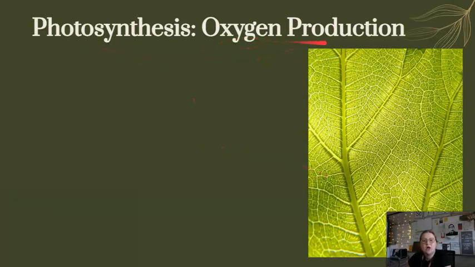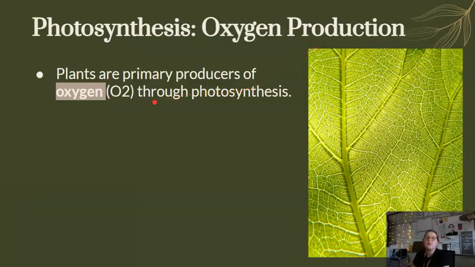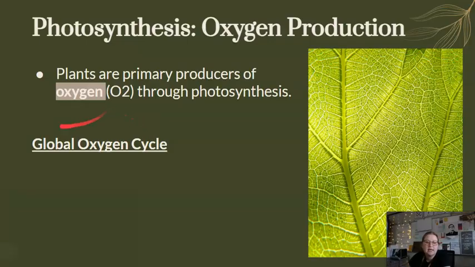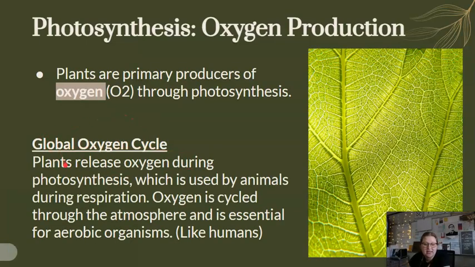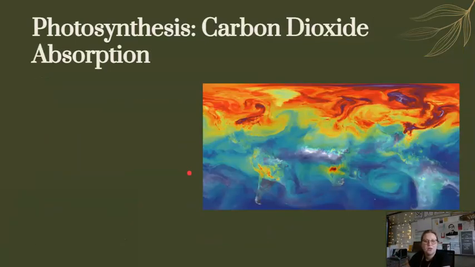So, photosynthesis and oxygen production. Plants are primary producers of oxygen through photosynthesis, and they're obviously a part of the global oxygen cycle. Plants release oxygen during photosynthesis, which is used by animals during respiration. Plants also use it for respiration, it just looks a little bit different. Oxygen is cycled through the atmosphere and is essential for aerobic organisms like humans. Aerobic organisms are those that need oxygen, like humans, plants, and other animals.